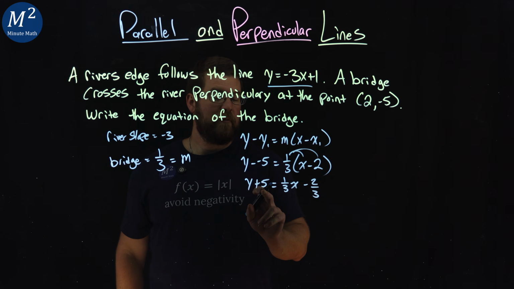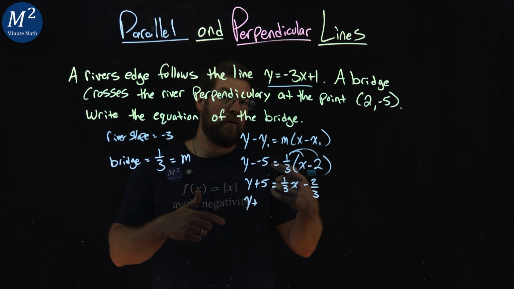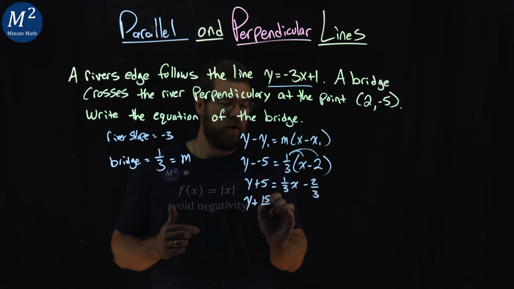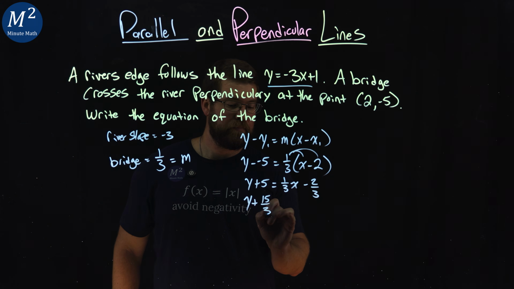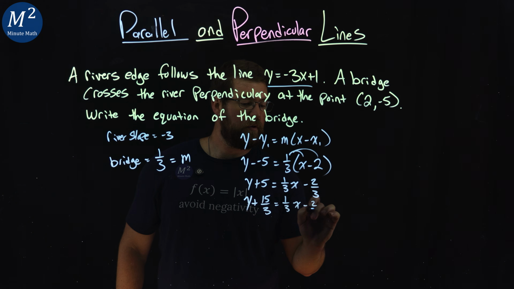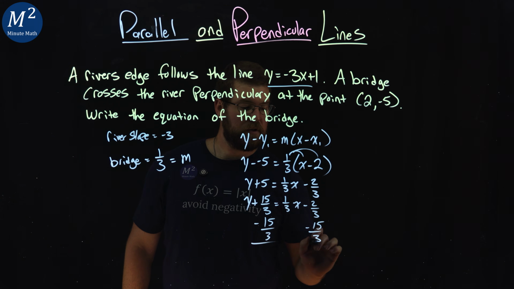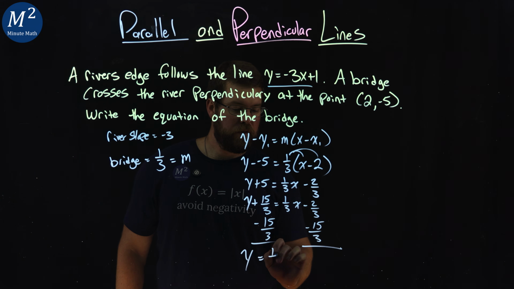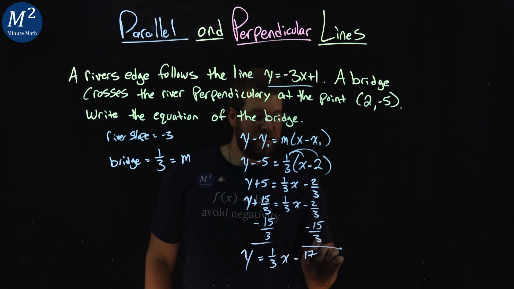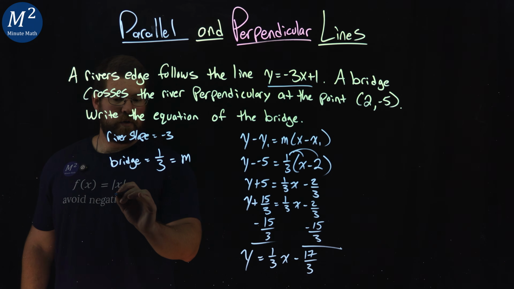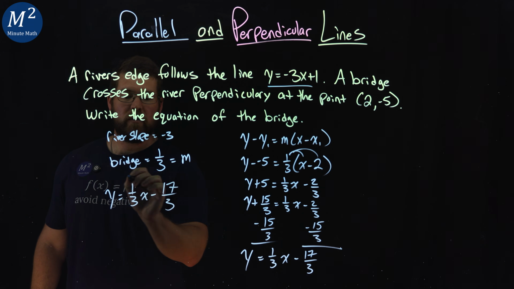Now, let's write 5 with the denominator 3. So y plus 5 would be, multiply both by 3 over 3, that is 15 over 3. 15 over 3 equals 1/3 x minus 2/3. We're going to subtract that 15 over 3 from both sides as such. So y is now by itself: 1/3 x minus 2/3 minus 15/3 is minus 17/3. And so our equation for the bridge is y equals 1/3 x minus 17/3.